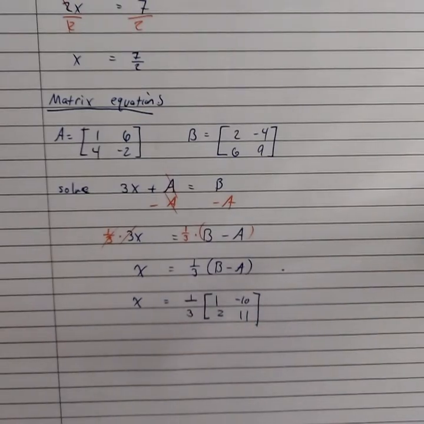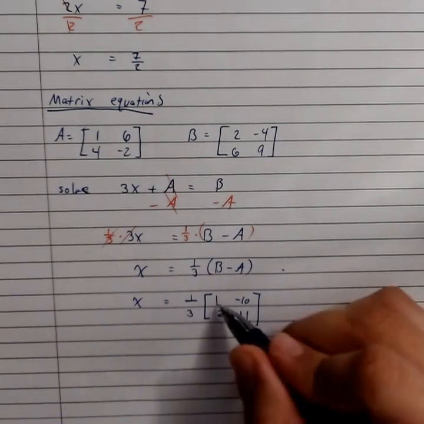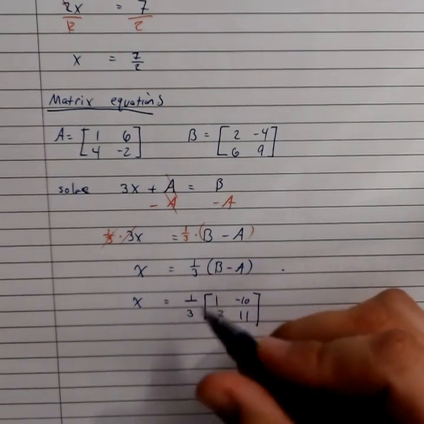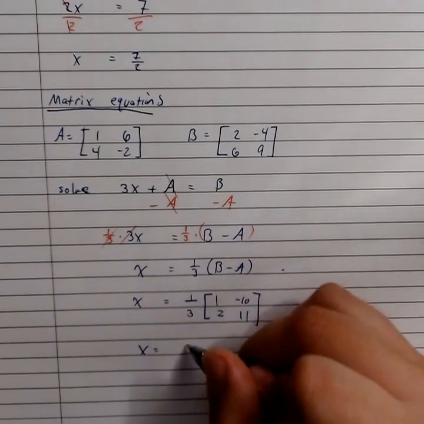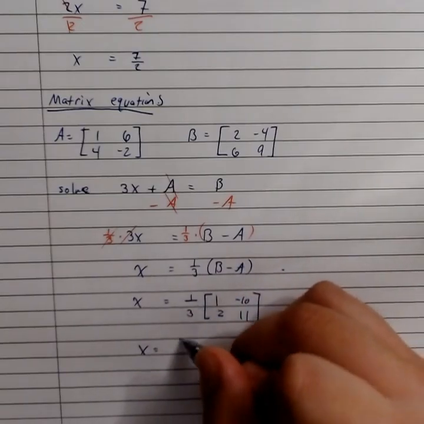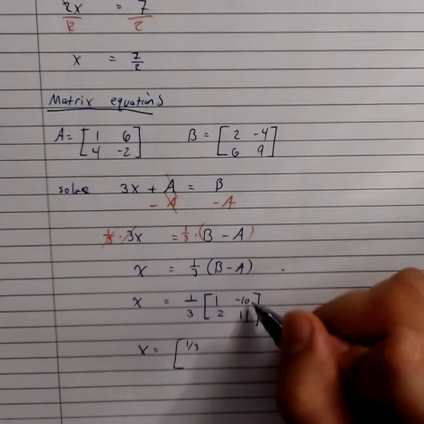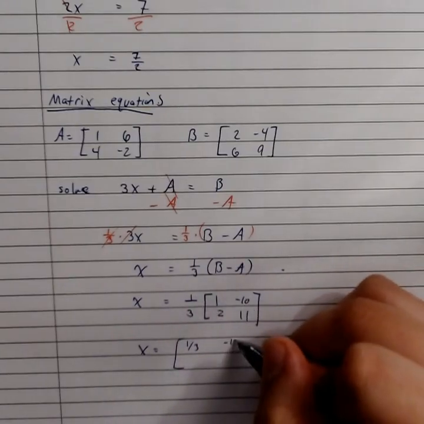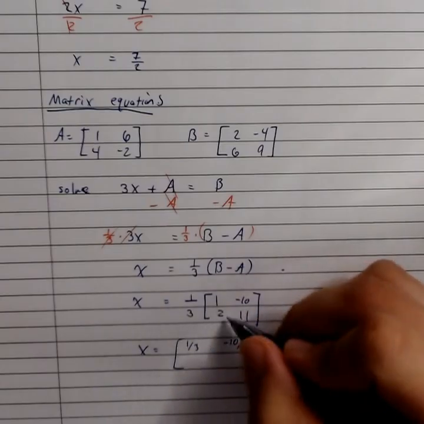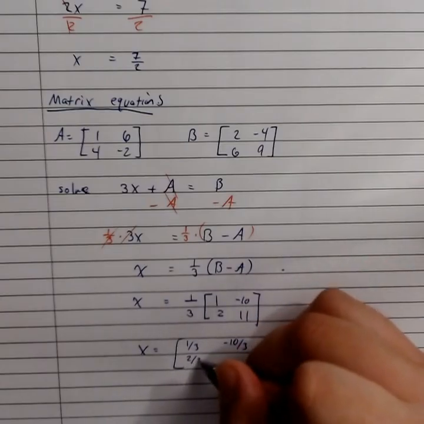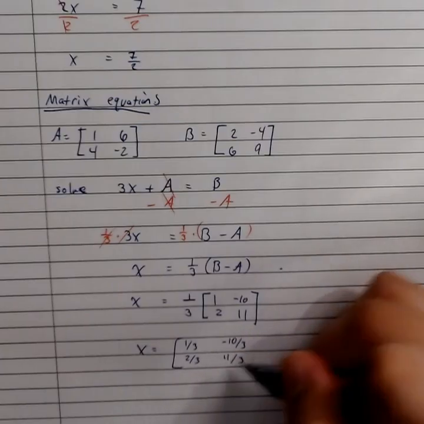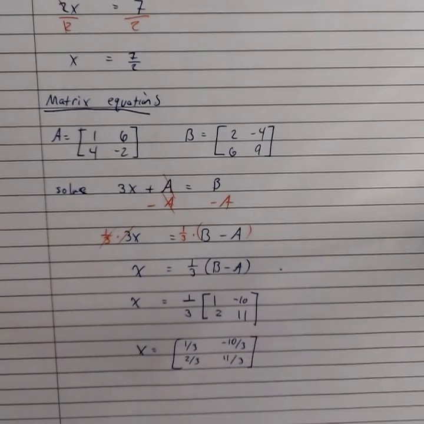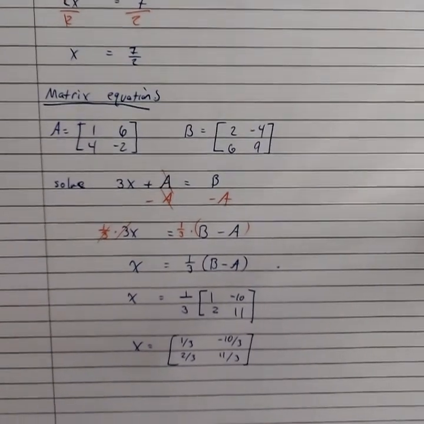And when you multiply by a scalar, you simply multiply each element of your matrix by that scalar. So here, that's going to be 1/3 times 1, which is 1/3. That's 1/3 times -10, which is -10/3. 1/3 times 2 is 2/3. And 1/3 times 11 is 11/3. And there we go. We've solved the matrix equation.